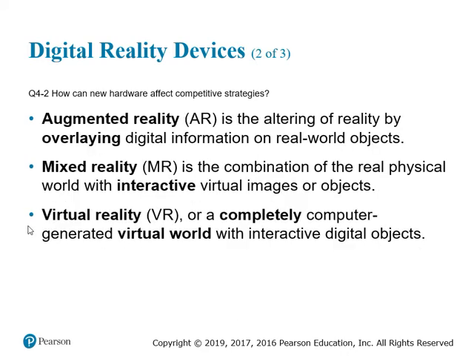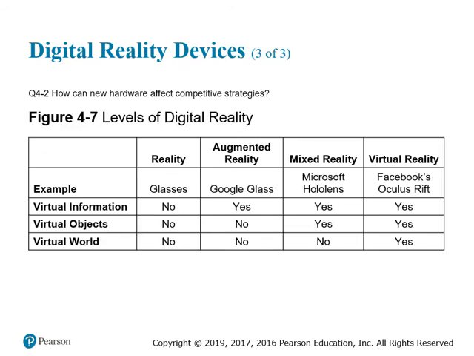I got ahead of myself. Here's augmented reality, mixed reality, virtual reality. Different levels of digital reality. Google Glass never really took off, surprisingly. Microsoft HoloLens, Oculus Rift, Facebook bought Oculus Rift, and you can see it's a spectrum of going from reality to virtual reality.